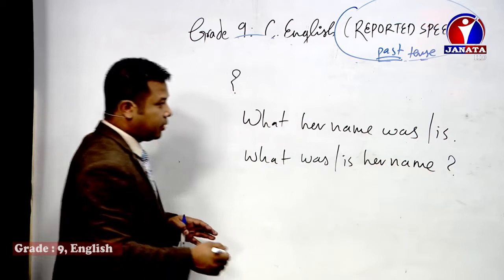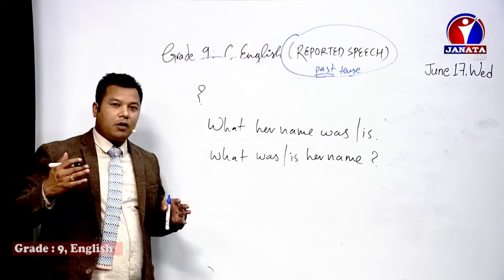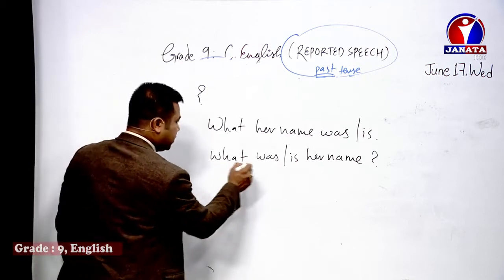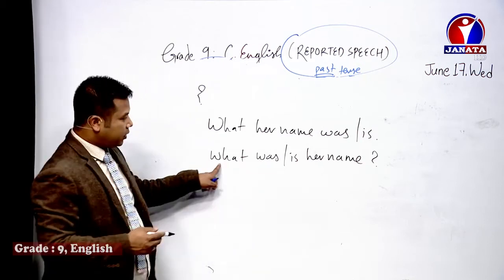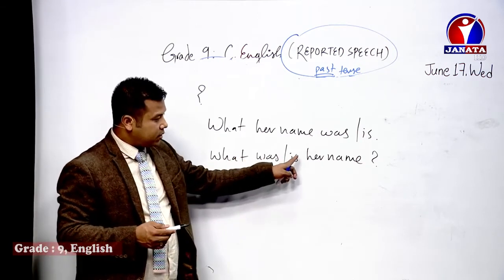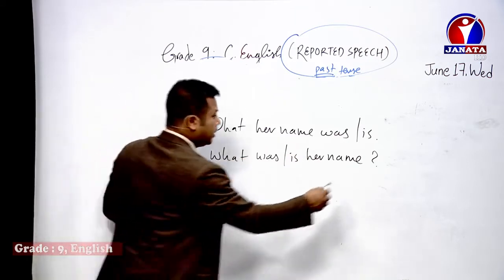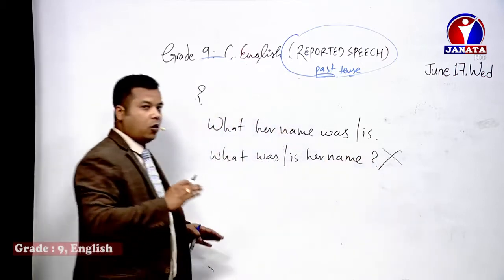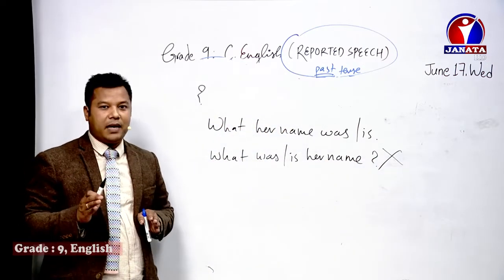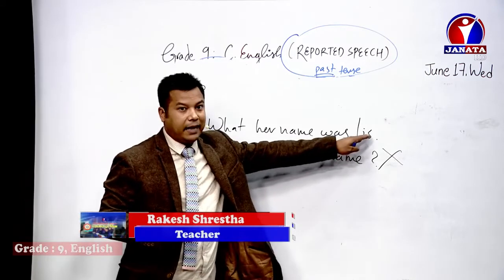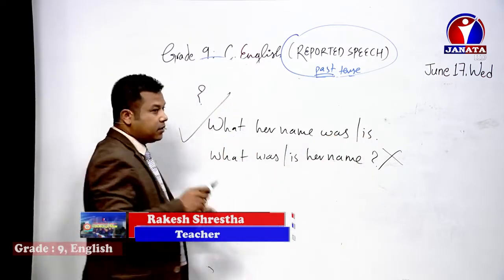Many of us are not habituated with these ideas. Actually, they get confused with this particular sentence: "What was or what is her name?" This is a question format, and I have already told you, in indirect speech we do not use question format. We always use assertive sentence structure with a full stop at the end. So this is the right answer for this.